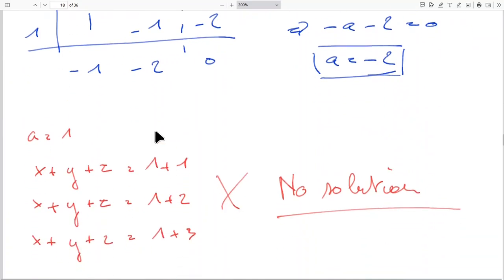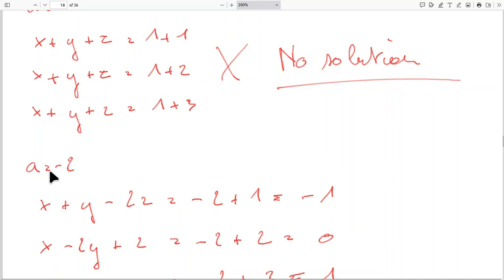So if you fill in a is 1, then you get x plus y plus z is 1 plus 1, x plus y plus z is 1 plus 2, and x plus y plus z is 1 plus 3. Well, it can't be 2 or 3 or 4 at the same time, so this has no solution.